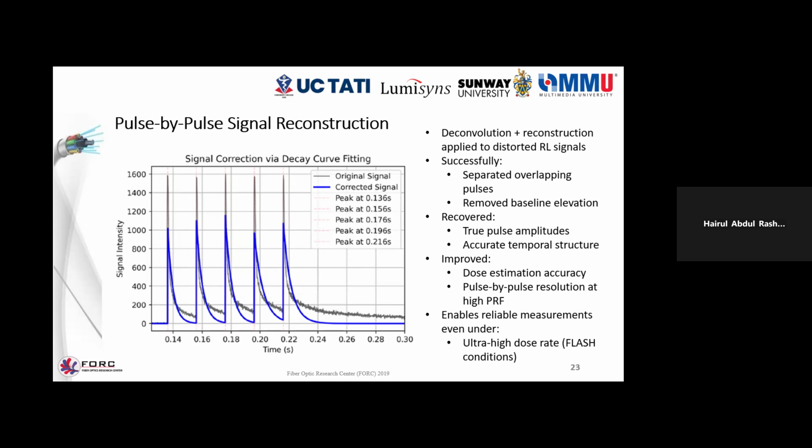So the approach of deconvolution and reconstruction of the distorted RL signals allows us to successfully separate the overlapping pulses, remove the baseline, and recover the true pulse amplitudes for accurate temporal measurements of the pulses. And this overall improved dose estimation and pulse-by-pulse resolution, especially at higher PRF.